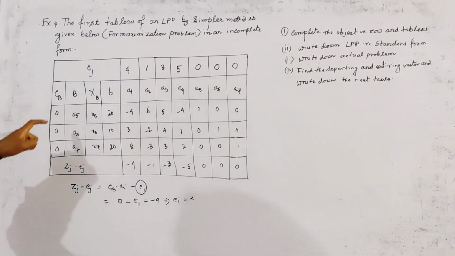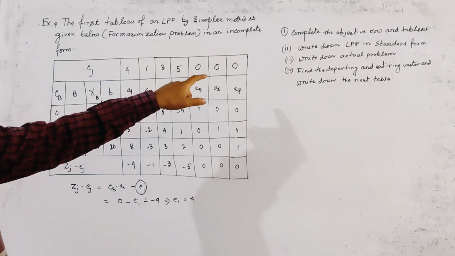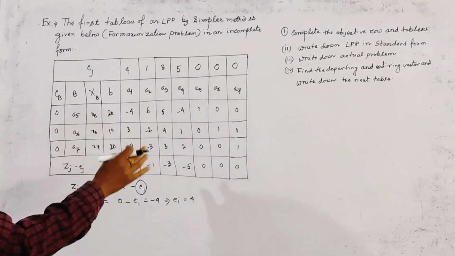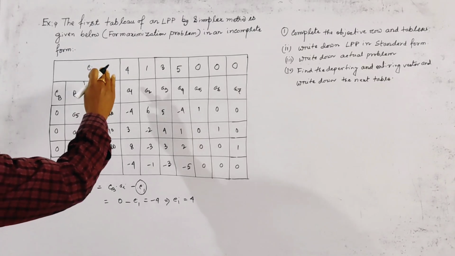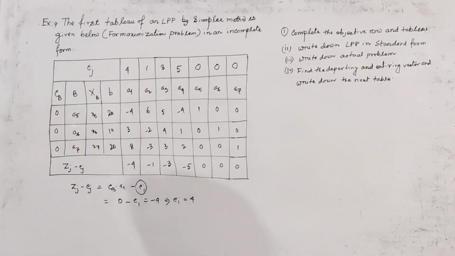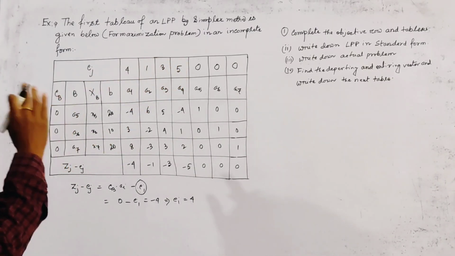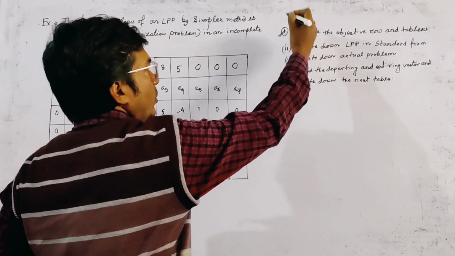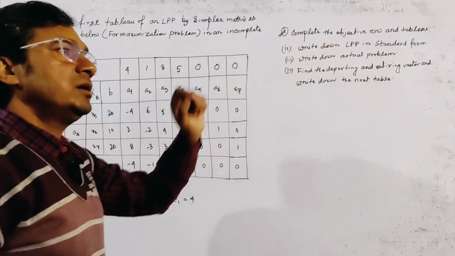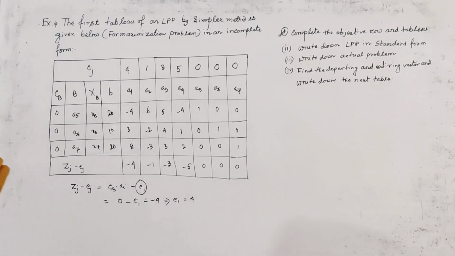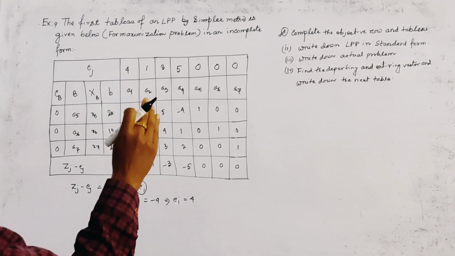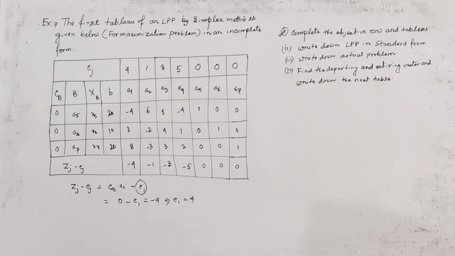So we have completed the objective row, and we have completed the first simplex table. So this is the answer to completing the objective row and the table. Now for the second answer, we have to write down the LPP in standard form. How do we write down the LPP in standard form?